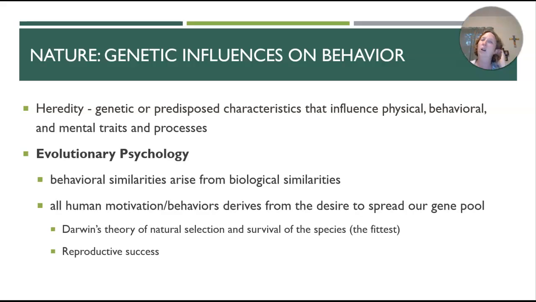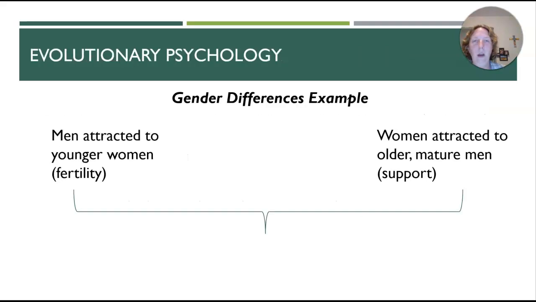So think in terms of Charles Darwin, his theory on natural selection, and the idea that all animals, in this case humans, just aim to either survive themselves or make sure that their offspring survives to continue to spread their genes onto future generations. And so the idea that behavioral similarities arise from biological similarities is this idea that we all have that drive to survive or that drive to reproduce so our genes survive, and that has an impact in how we act.